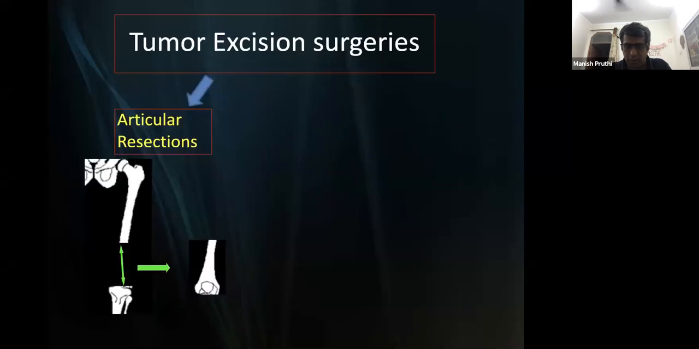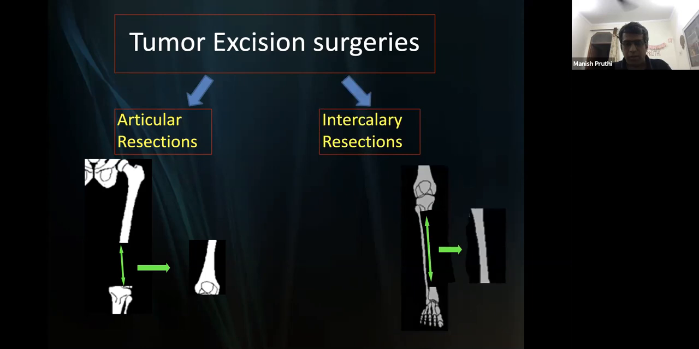So as far as today's lecture goes, what we want to discuss more or less is the tumor excision surgeries or limb salvage surgeries, which are usually done for malignant bone tumors, but sometimes for aggressive benign bone tumors which cannot be curetted, as I have shown earlier. For tumor excision surgeries, we are basically doing two types of surgeries. First is an articular resection, in which we resect the tumor through the joint, or we do an intercalary resection, in which the tumor is resected, sparing the joint above and the joint below because of the location of the tumor. So the reconstruction and the rehab in both scenarios are totally different.